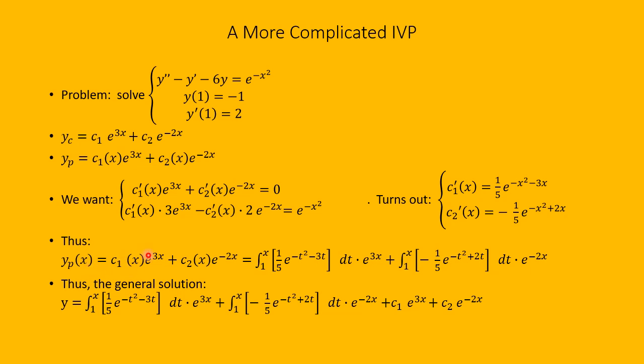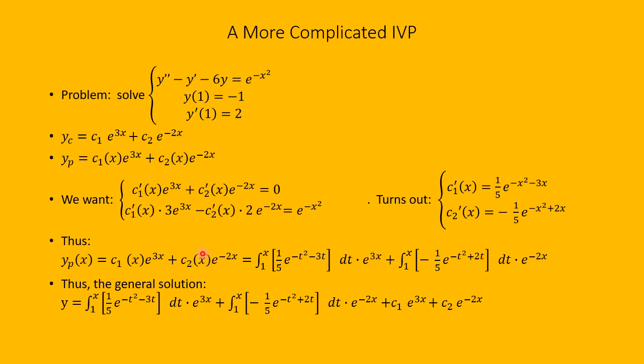It has to be c1 of x times e to the 3x plus c2 of x times e to the minus 2x. Now, what is c1? Well, c1 prime is this stuff, so c1 is going to be the integral of this stuff. And I'm going to write that as a definite integral, the integral from 1 to x, 1/5 e to the minus t squared minus 3t dt. Notice that I was basically integrating c1 prime of t here, going from 1 to x. And then it's multiplied by e to the 3x, which is right here.